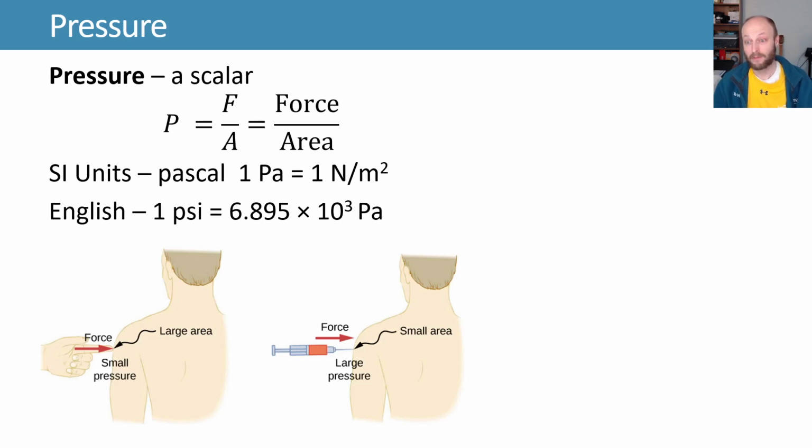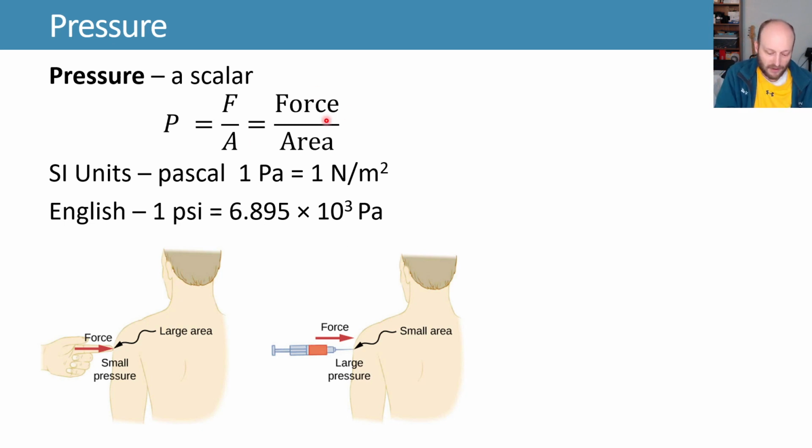Pressure, pushing down on me, is a scalar that is defined as force over area. Its SI units are Pascals, which are a Newton per meter squared. The English units tend to be pounds per square inch, which you can see a conversion here to Pascal, and there are lots of other units of pressure that have been used historically and are still in use today. You might need to look up some conversion factors dealing with pressure.